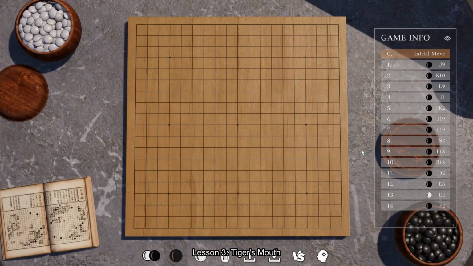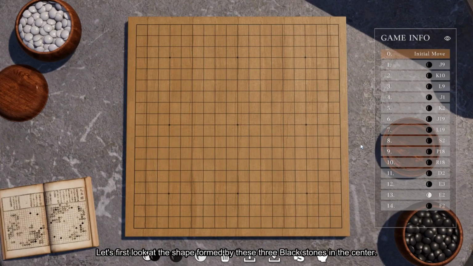Lesson 3. Tiger's Mouth. In this lesson, we will cover the concept of the tiger's mouth. Let's first learn the definition of the tiger's mouth. The definition of the tiger's mouth is a specific shape formed by one-sided stones that creates a dangerous intersection. If the opponent's stone is placed on that intersection, since it would have only one liberty remaining, it can be captured immediately.